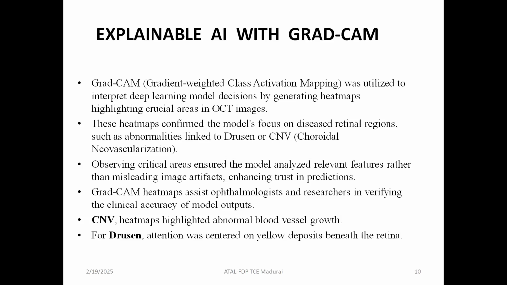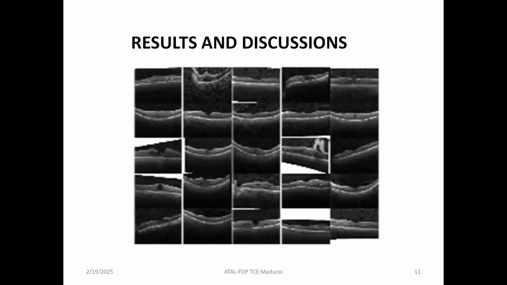Having this XAI with Grad-CAM would be helpful for doctors to come to the correct conclusion. These heat maps confirm the model focuses on the diseased retinal regions, such as abnormalities like drusen or CNV, or whether it is diabetic macular edema. Okay, so I will take you to that image. This is the results and discussion which I told you.